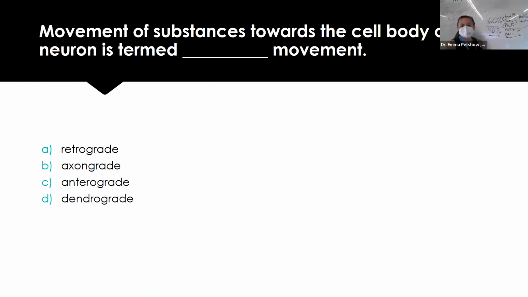Movements of substances towards the cell body of a neuron is termed what type of movement? Is it retrograde, axon-grade, anterograde, dendrograde? Two answers are not actually answers, so you have two that you could eliminate because they aren't real things. Retrograde movement, movement towards the cell body. Anterograde movement, movement away from the cell body. Axon-grade and dendrograde, not things that exist.